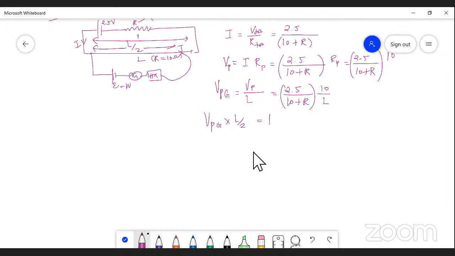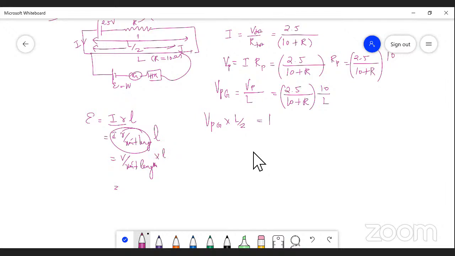E equals IRL, where L is the balancing length. Here L by 2 is the balancing length. IR, where R is the resistance per unit length of the wire. I'll explain it clearly. E equals IRL. What is I into R? This is the total current. This is the resistance per unit length. What will you get? You will be getting potential per unit length into balancing length.